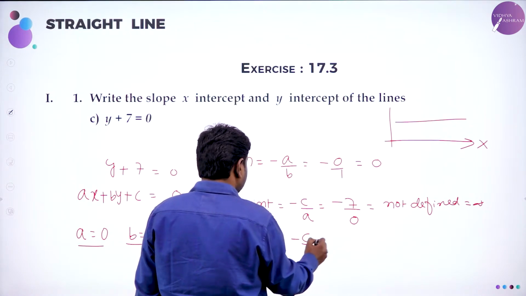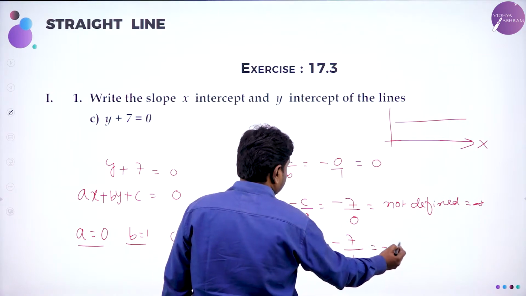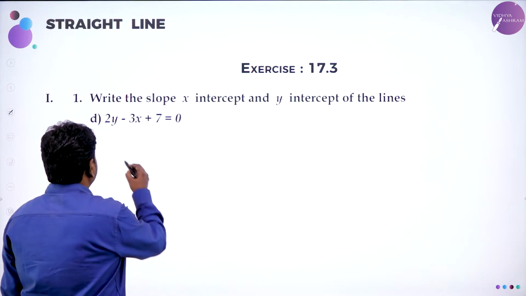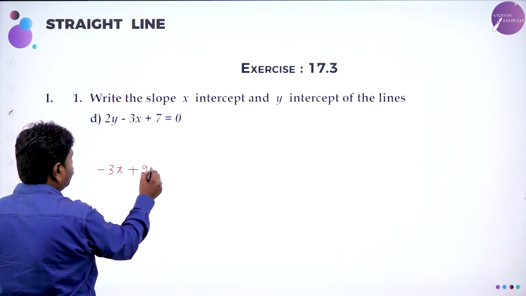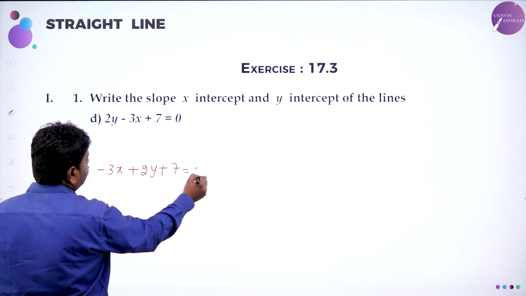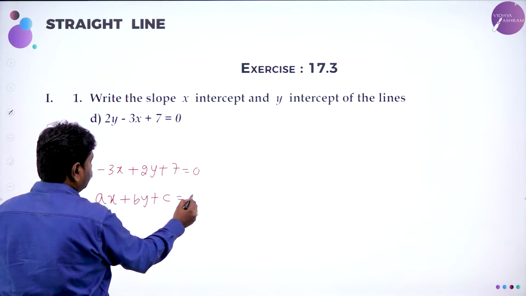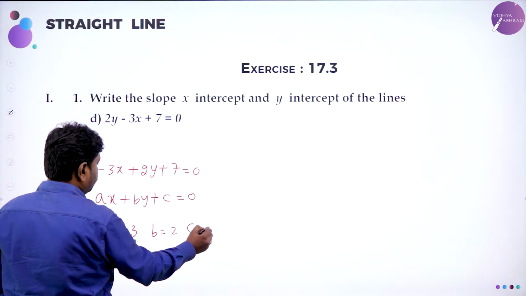Minus c by b. Minus c, what is minus 7, by b is 1, so minus 7. So the y-intercept is (0, minus 7). Now rearrange. First I'll write minus 3x, then 2y, then 7. Now it is in what form? It is in the form ax plus by plus c equal to 0. So here a is minus 3, b is 2 and c is 7.